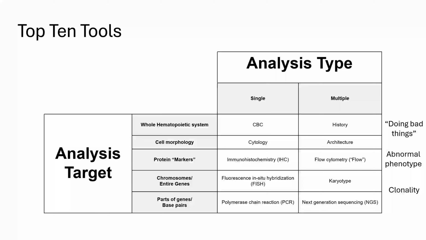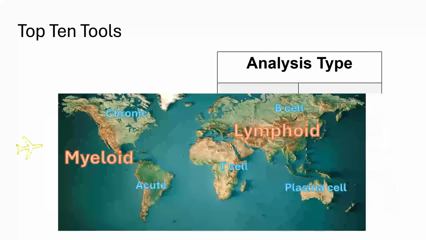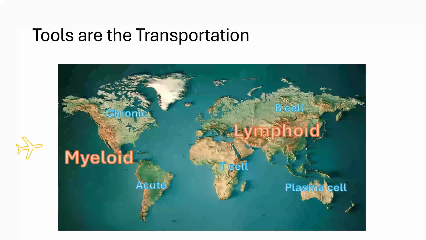And clonality, we can prove by showing different rearrangements of chromosomes or genes using FISH or karyotype, or even looking at parts of genes with PCR or next generation sequencing. With these tools are the transportation that we use to navigate throughout the Hemepath world and will help you go from one place to another in your diagnostic journey.